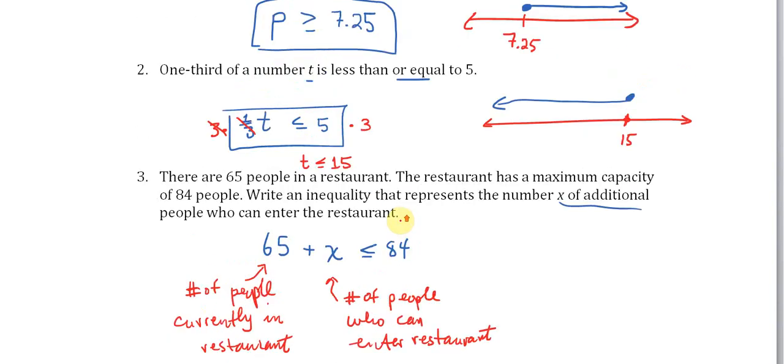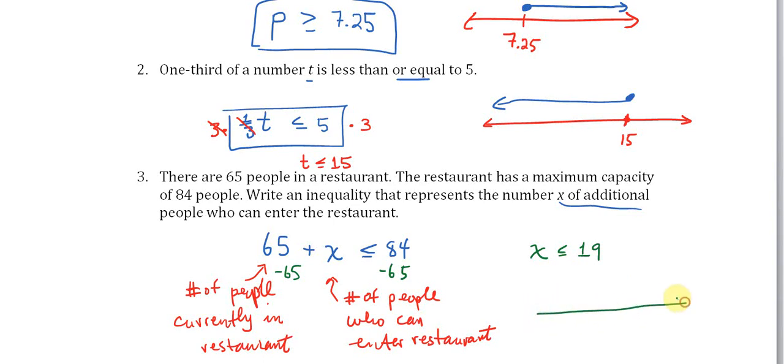But before we can solve this and really answer the question, we have to get x by itself. So to do that, we're going to subtract 65 from both sides. So subtract 65 from over here and subtract 65 from over here, and we'll get our results on this side. So we'll get x is less than or equal to 84 minus 65 is 19. So in other words, the number of people who can enter the restaurant would be at most 19.